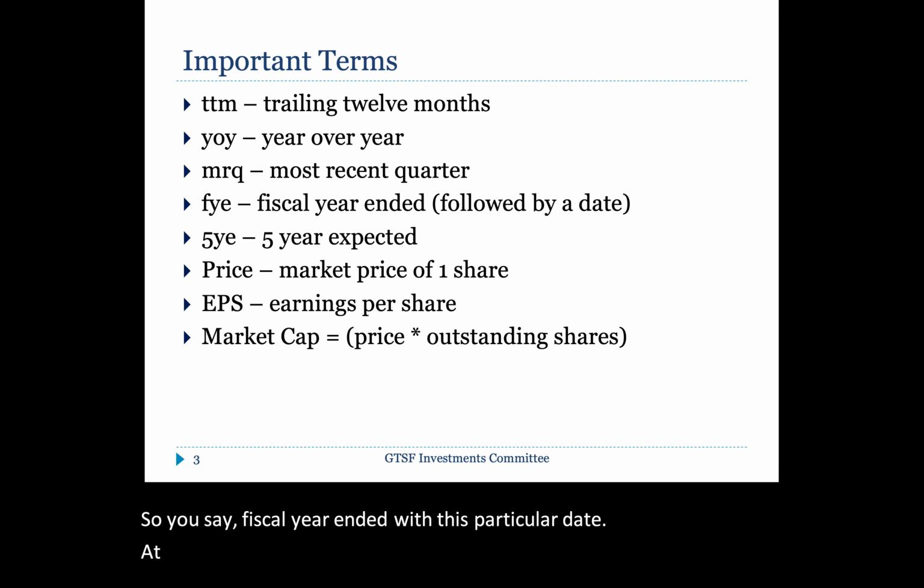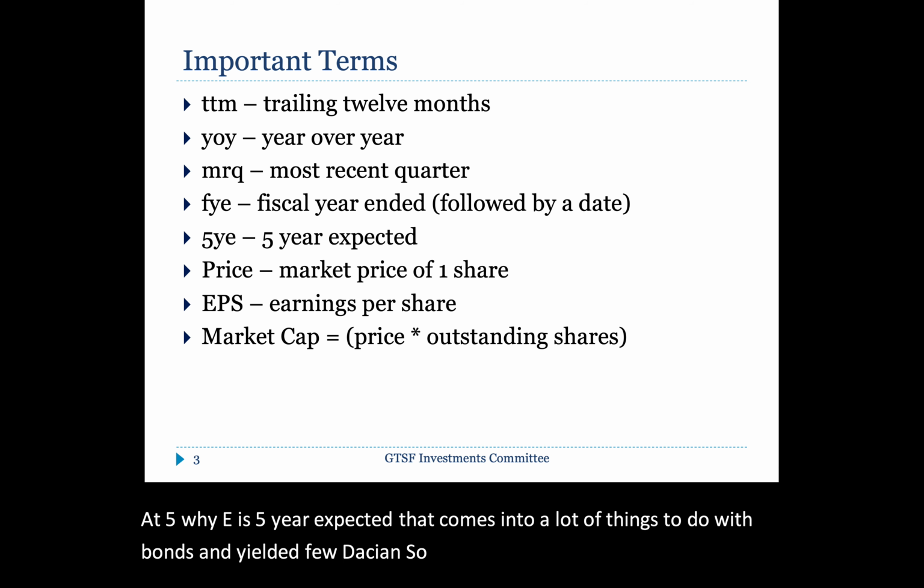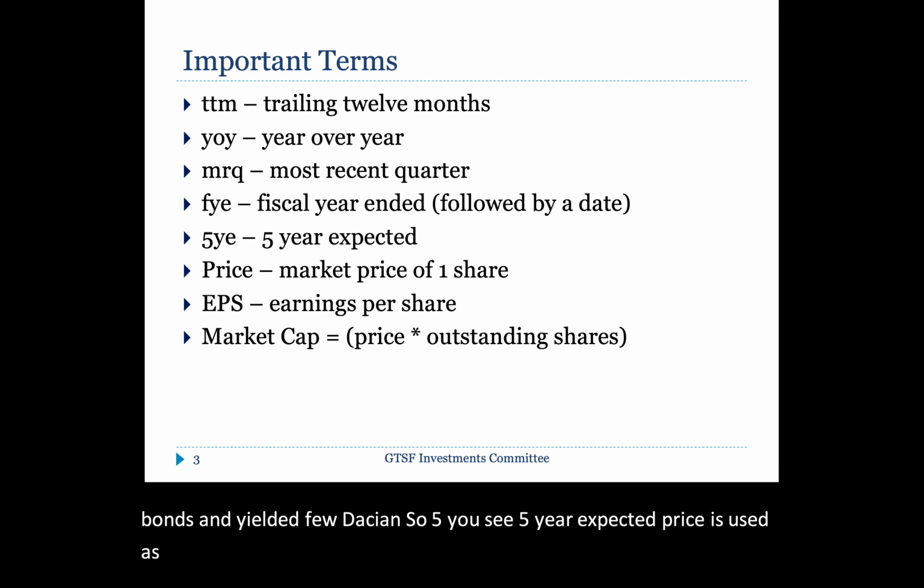F5YE is 5-year expected. That comes into a lot of things to do with bonds and yield duration. So you'll see 5-year expected. Price is used as market price of one share. So you see the word price, it generally means market price of one share. EPS is earnings per share.